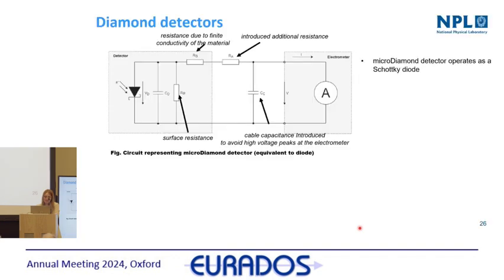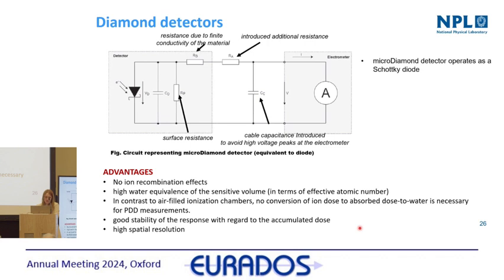And maybe without going into details, the diamond detectors are still a very relevant and interesting detector because they, of course, do not suffer from ion recombination effects. They are close to water equivalent, and have a good spatial resolution and stability.